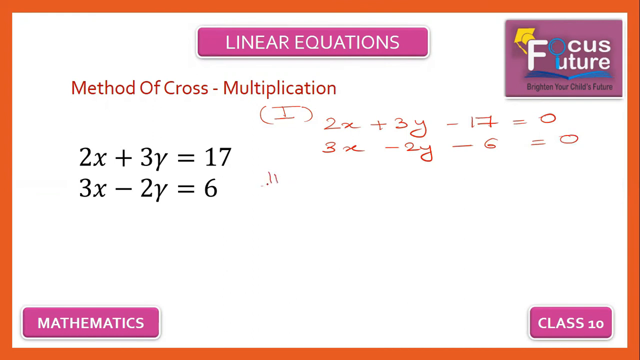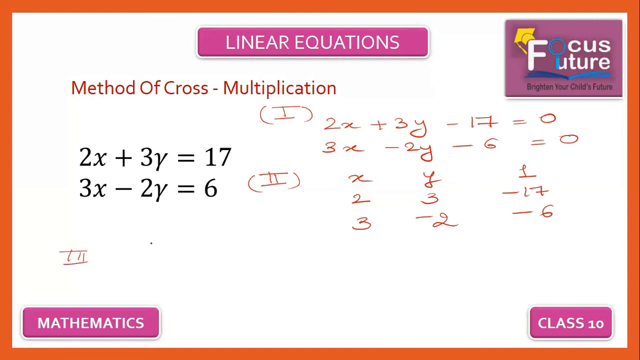Now your step number 2. Write x, y and 1 and write coefficients of x. In the first equation you have 2, in the second equation you have 3. Coefficients of y, in the first equation you have 3, in the second equation you have minus 2. Constants, minus 17 and minus 6. Now just cross multiply.